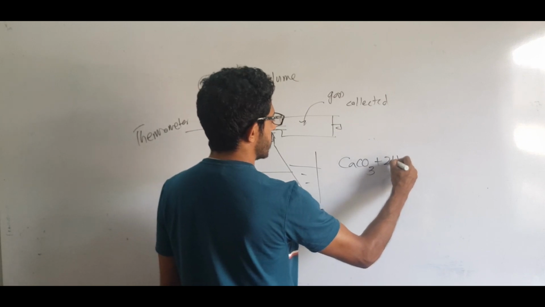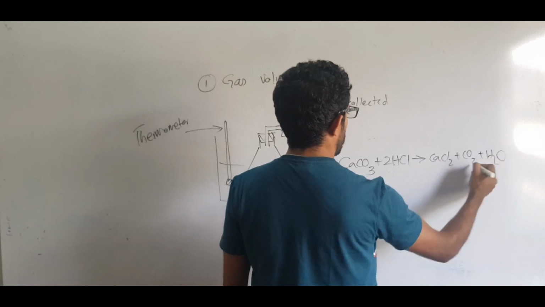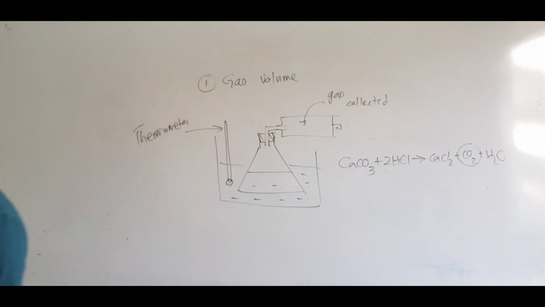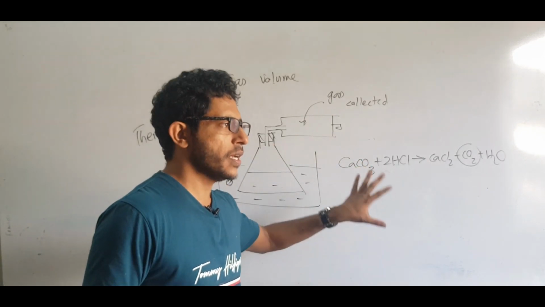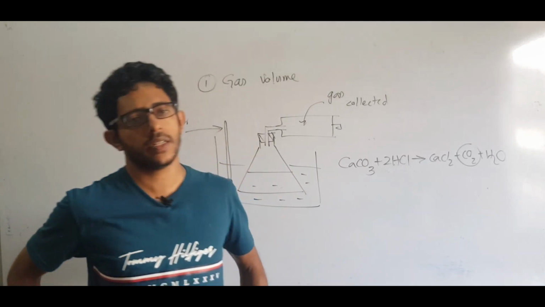For example, we can use this kind of setup to measure the rate of this reaction. Calcium carbonate reacts with HCl to produce calcium chloride plus carbon dioxide and H2O. Carbon dioxide is a gas. So in order to measure the rate of this reaction, rather than measuring the concentration change, we can measure the time taken to produce a certain volume of carbon dioxide, or we can measure the volume of carbon dioxide produced for a certain time period. So if the reaction produces a gas, we can use this kind of apparatus. So one method is measuring the gas volume.